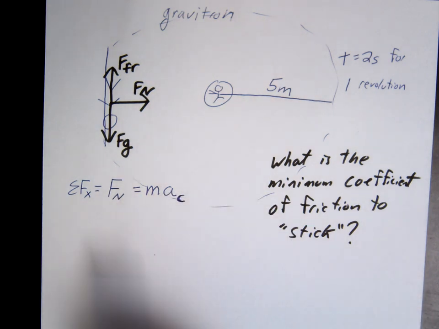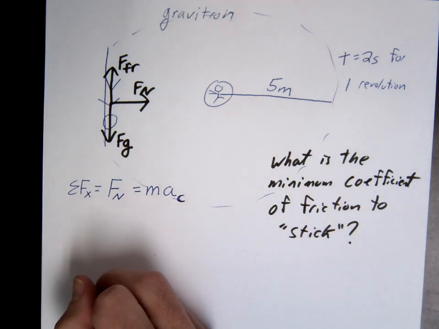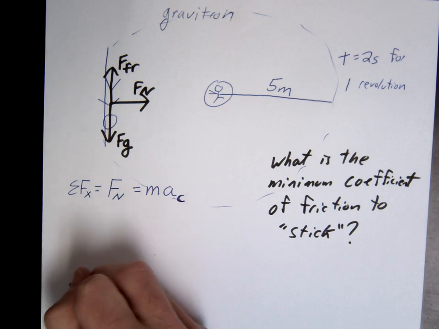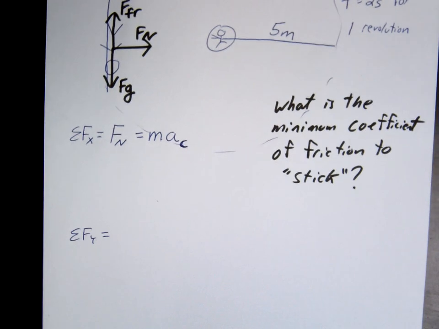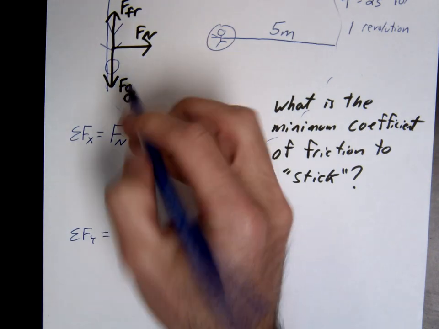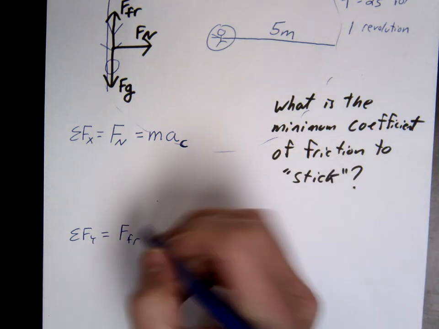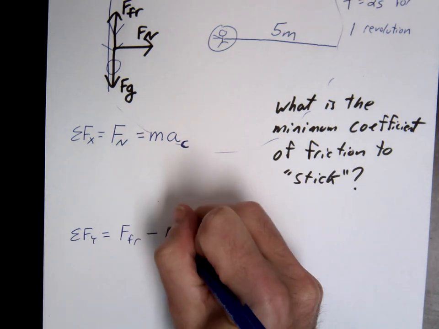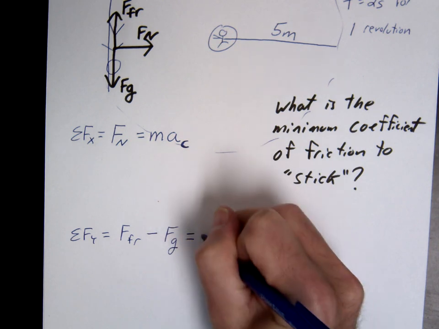Okay, so let's keep going. Let's go the y direction. What do we have on the y direction? So we have two, right? We have friction going up minus gravity coming down equals ma.